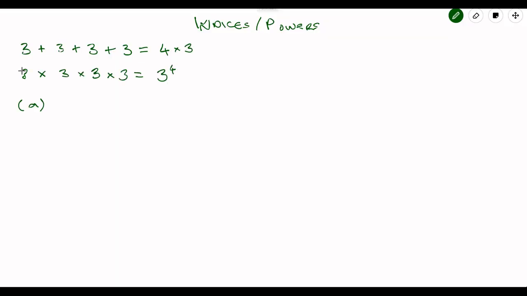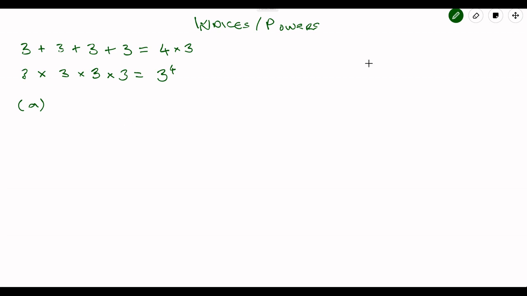Now, if those 3's were actually multiplied together, then we would use the power, 3 to the power 4, like this, as a shorthand. Okay? And what we're going to try and do in this session is just generalize one of the rules. It's called the addition rule, but hopefully if you can just remember how it works, then you'll be fine.